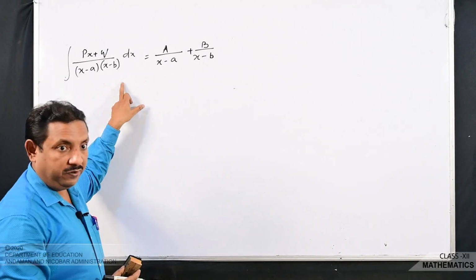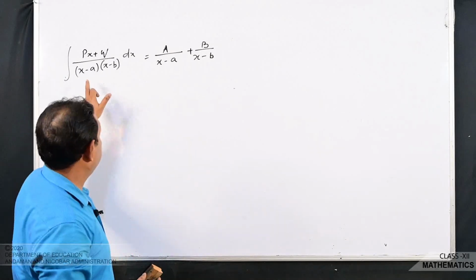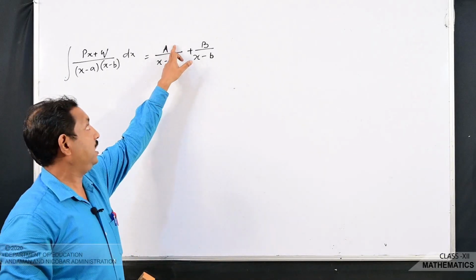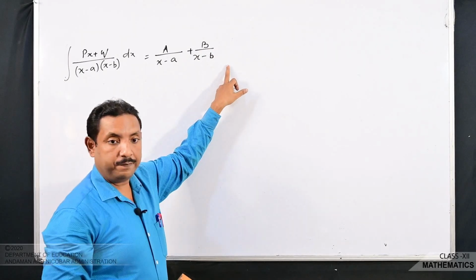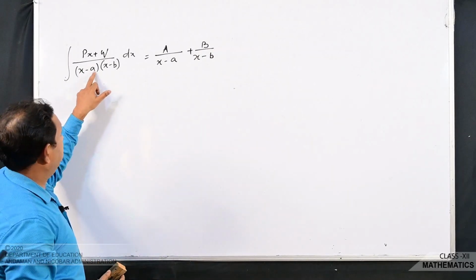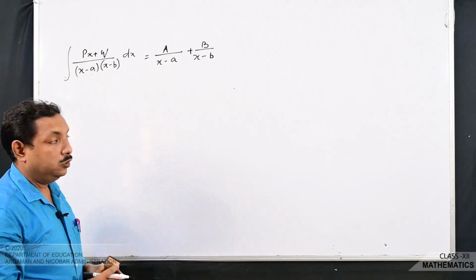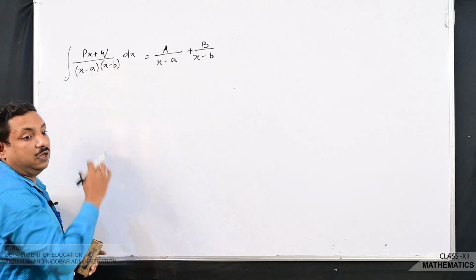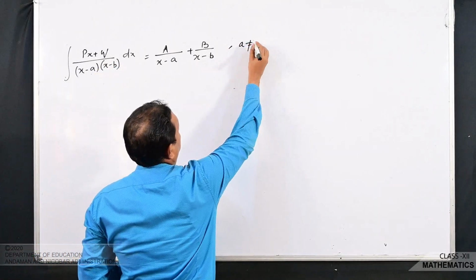If it is not factorable, then we have to proceed with the previous method, and if it is factorable, we can go through this a upon x minus a plus b by x minus b. Here, for the factors x minus a and x minus b, this a and b must be different. Two distinct factors are there, and here a is not equal to b.